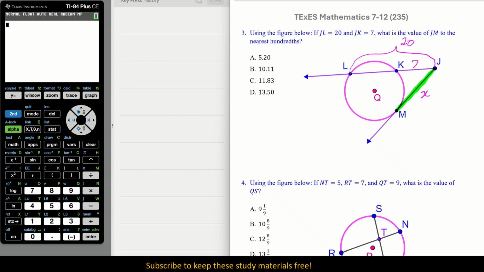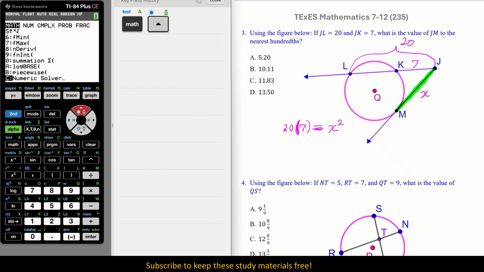Right. Well, this is just a proportion. They're trying to test your knowledge. So what is that? Well, the proportion is 20 times the 7, in parentheses, is equal to the square of this segment, JM. Okay, and we can put that in our solver.